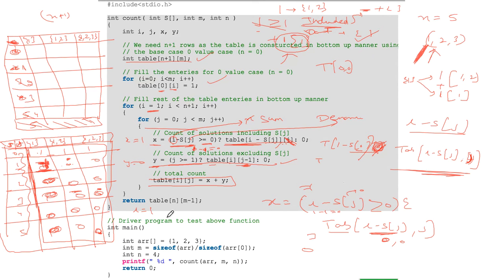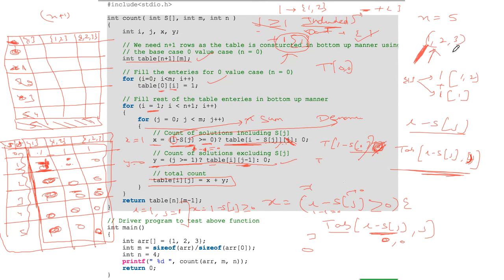Is 1. What is my j now? J is 2. 1. No. 0, 1. This is the second iteration. Right. Now let's try to find out. X equal to 1 minus s of 1. If it is greater than or equal to 0, then do this thing.